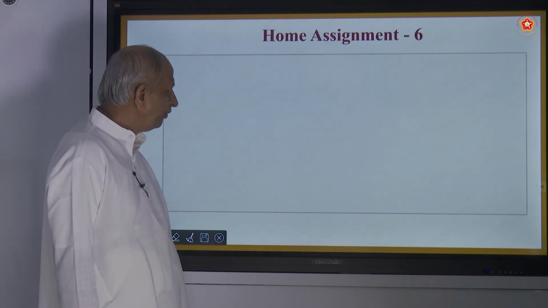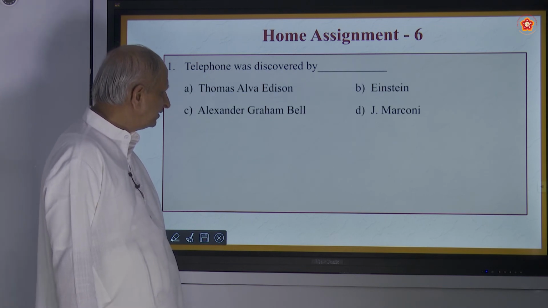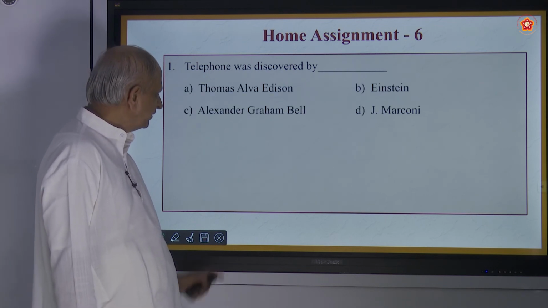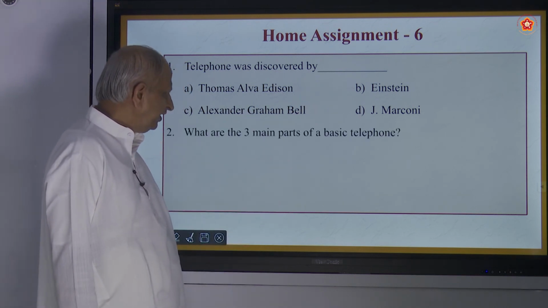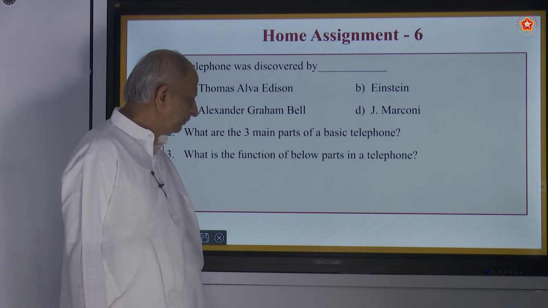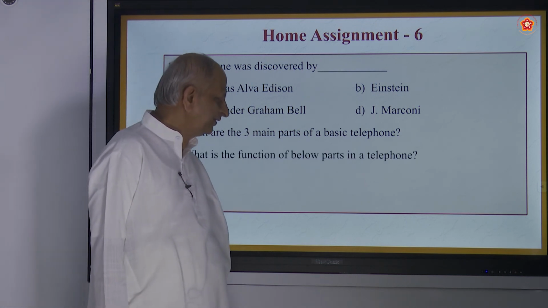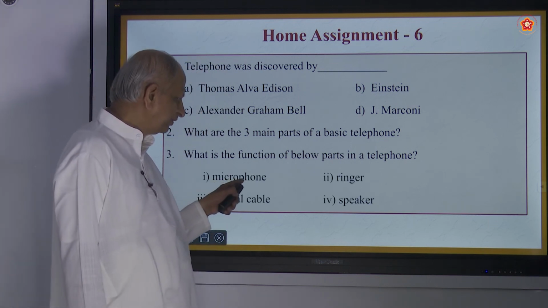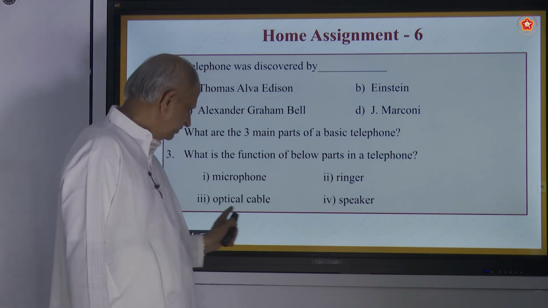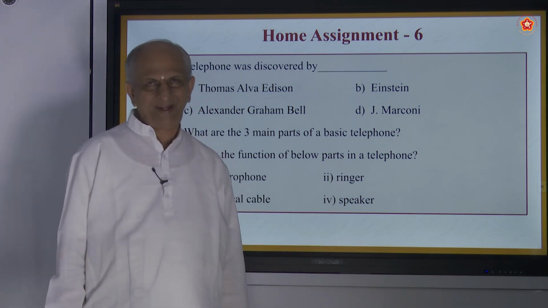Now coming to the home assignment, first question: the telephone was discovered by a scientist, but name the scientist out of the 4. What are the 3 main parts of a basic telephone? What is the function of the below parts in a telephone? What does function mean? Action, you must tell. What does a microphone do? Ringer, optical cable, speaker. Okay, come prepared.